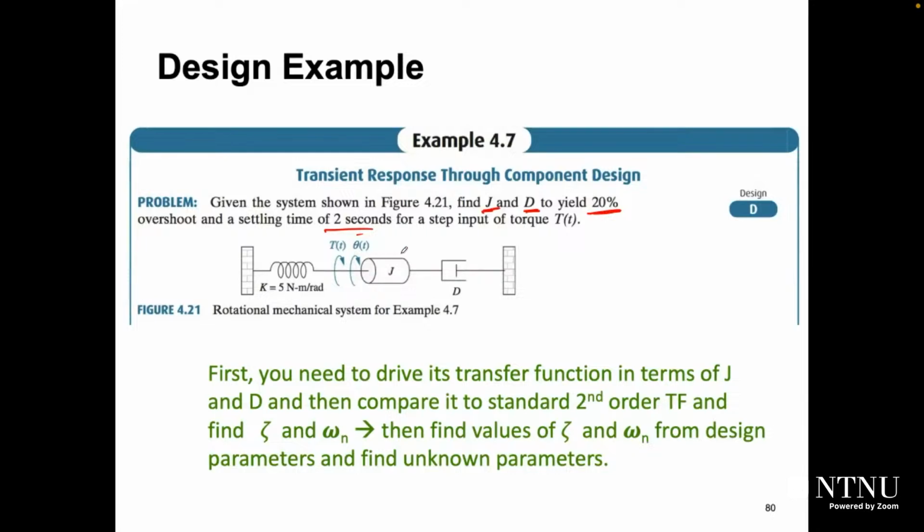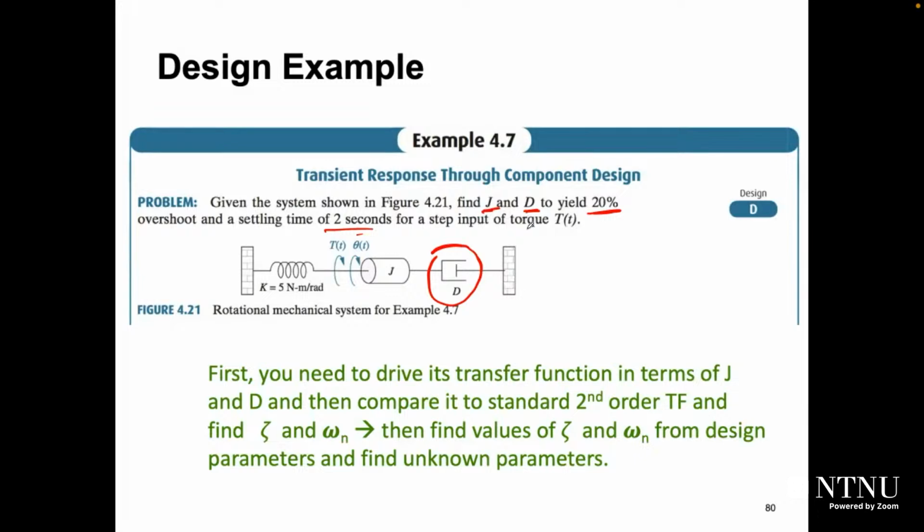When we apply a torque here, maybe this one is a motor, right? We need to apply a torque here to rotate it, and we need to get 20% overshoot and a settling time of 2 seconds. So it's a system, and we don't have any differential equation. We need to select what J is and what the damping D is. This has a damping factor D.